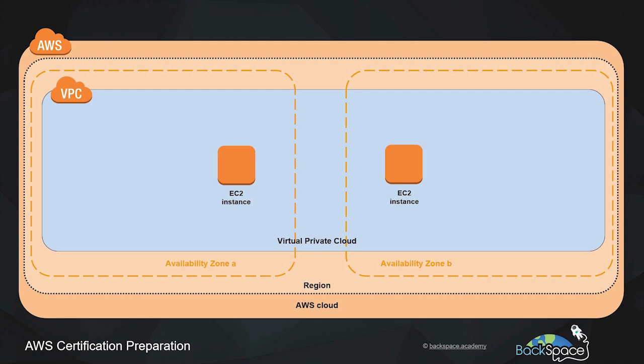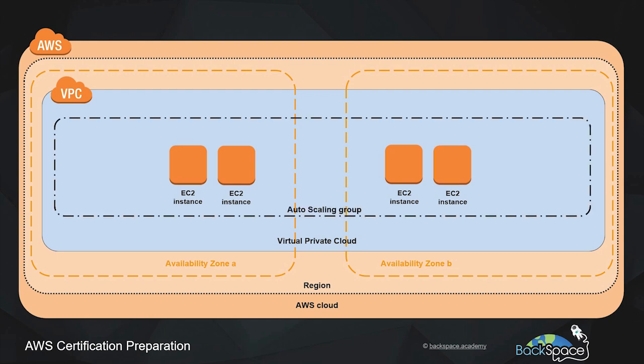Now, in order for our architecture to respond to spikes in demand or increases in demand because an availability zone goes down, what we can do is we can launch our instances using an auto-scaling group.